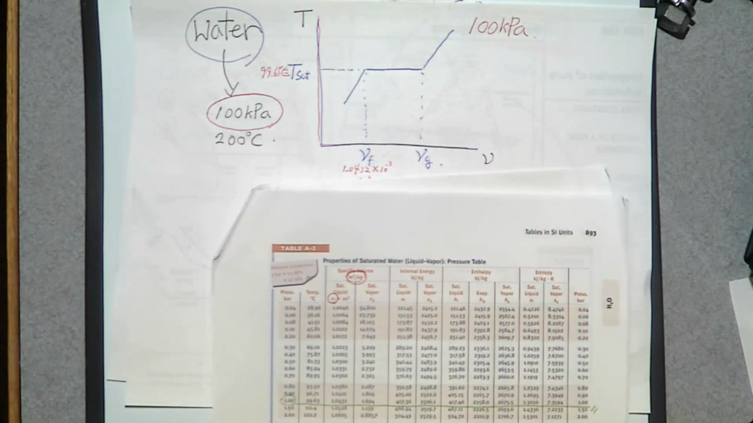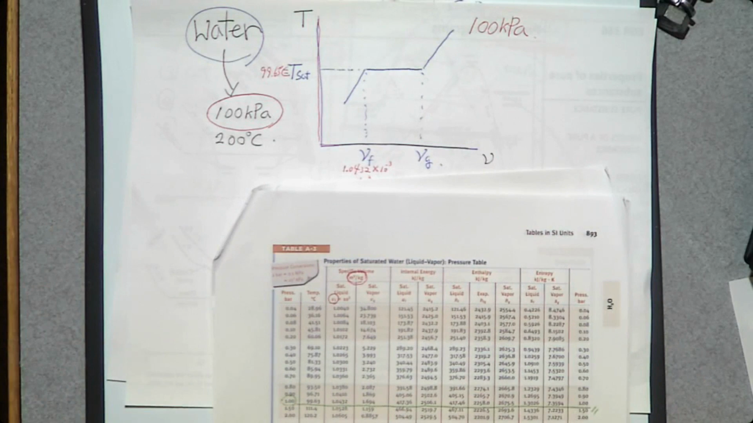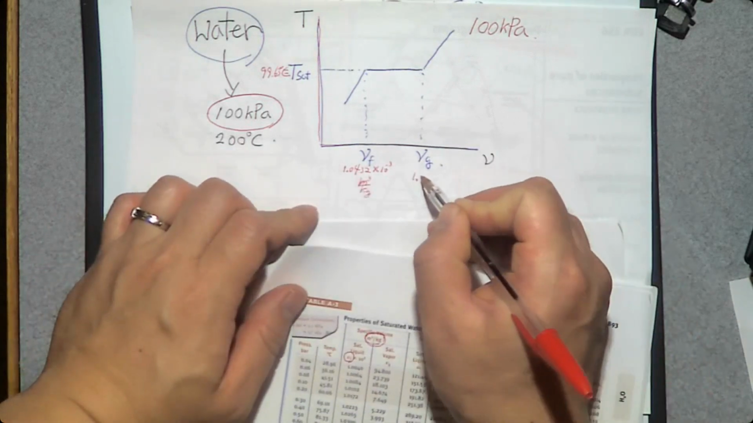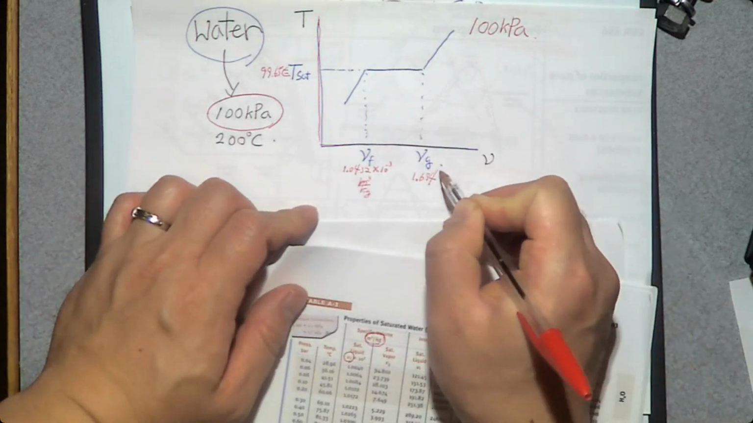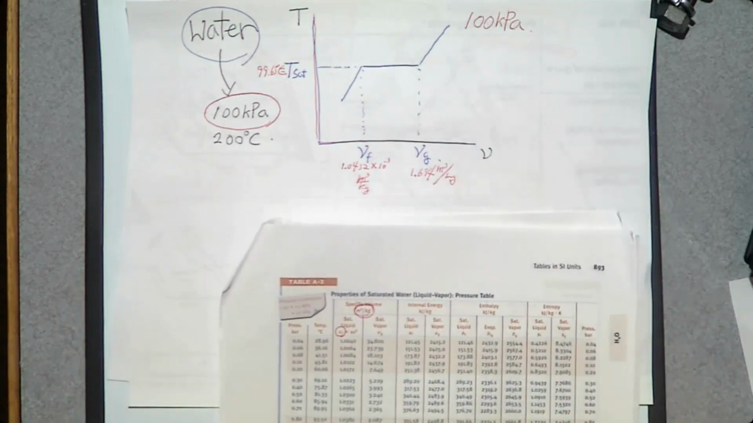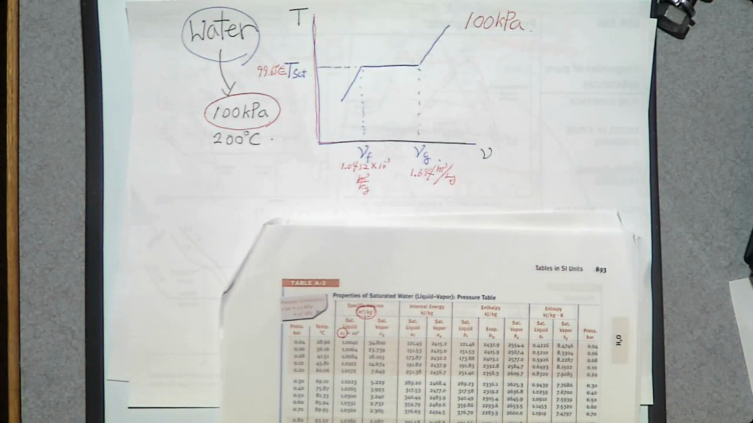What about VG? On this line, VG is here, the specific volume of saturated vapor. So we are looking at this value, 1.694 cubic meters per kilogram. So that's how you make a TV diagram.